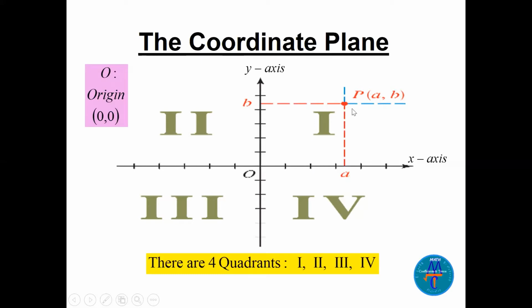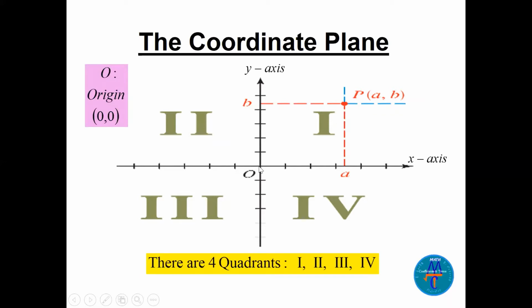This one here, the region, all this region with all the points here, we call it quadrant 1. Here on the left, we go like this. This is quadrant 2. This is quadrant 3, all these points here in this area. And this is quadrant 4. O is the origin. See, the origin is a point. So it is 0, 0.